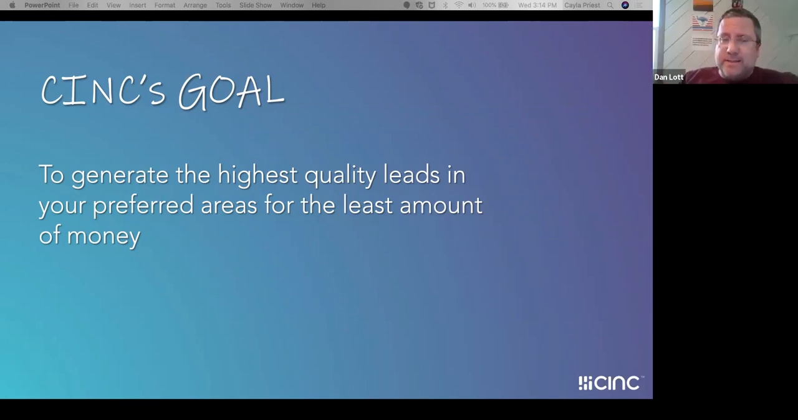We can do. And then just going back to what Harry said, we have 14 people in our department whose job it is to get you the highest quality leads in your preferred area for the least amount of money.